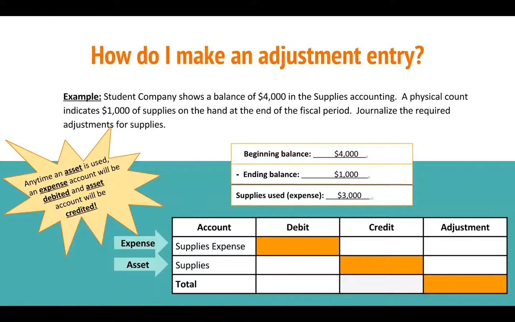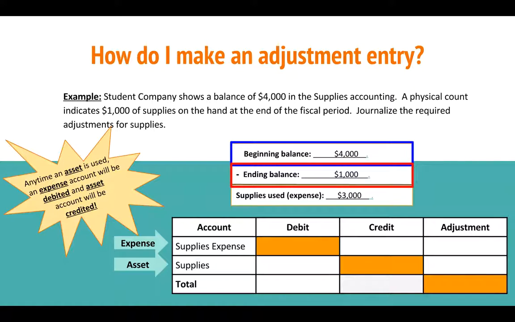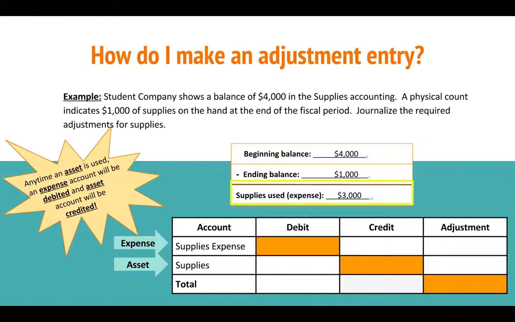In order to understand the adjustment, we have to be familiar with the beginning balance and the ending balance. So the beginning balance is $4,000, and the ending balance is $1,000. In order to create the adjustment, we need to know the difference between the beginning and the ending balances. So in this example, we see that $4,000 was in the beginning of the balance. So we put that on the line, and then we subtract $1,000 because that was what was used at the end of the period. After we do our math, we can see that the adjustment will be $3,000.